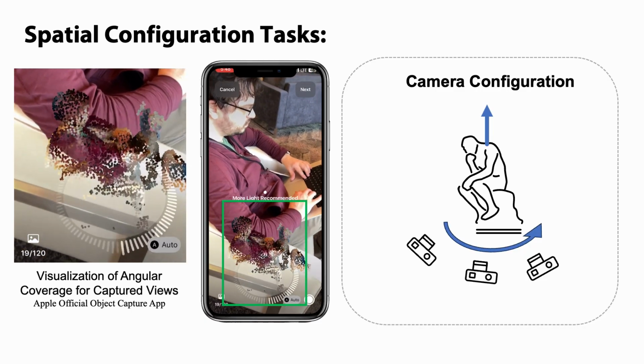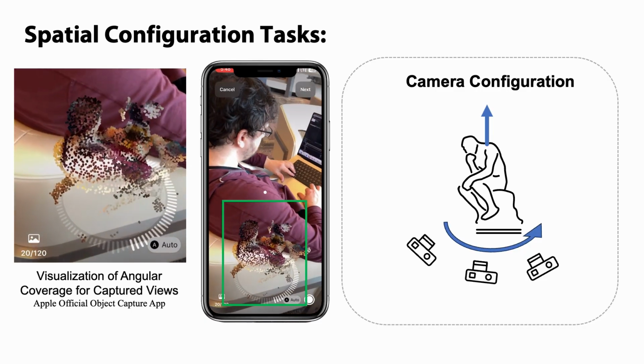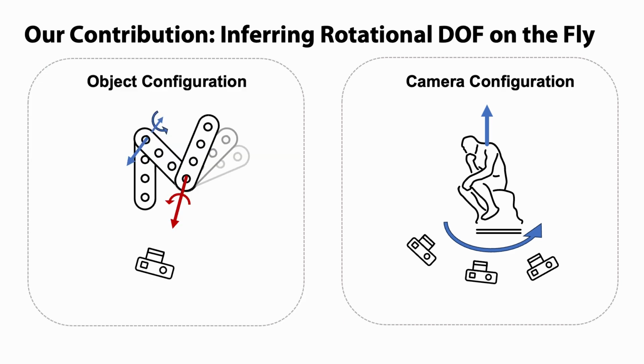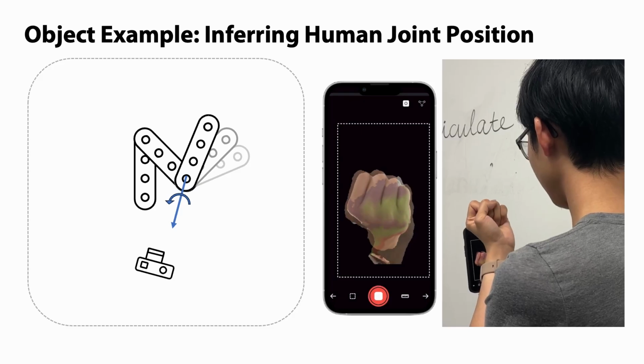And in this case, the guidance we need to offer the user amounts to something like rotational degrees of freedom centered on the object of interest. Our contribution is a method that infers these critical degrees of freedom directly from observation of the user behavior. Let's see how this works in practice.